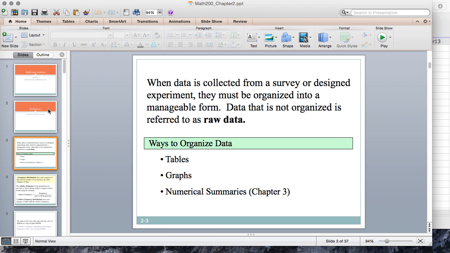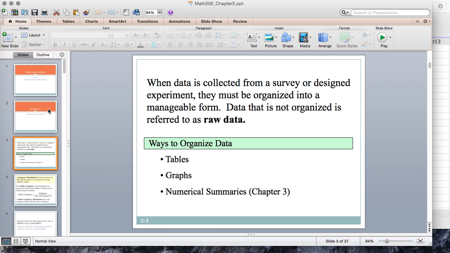One thing to talk about is that when we collect data from some kind of survey or designed experiment, a lot of times we need to organize it somehow. Data that's not organized is referred to as raw data, and that's just what you collect from your survey or your experiment. There are a lot of possible ways to organize your data.